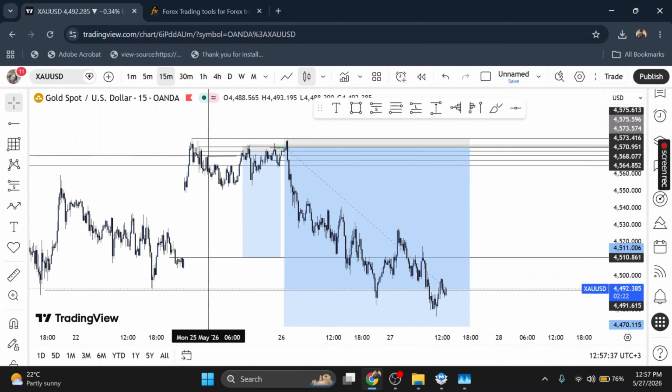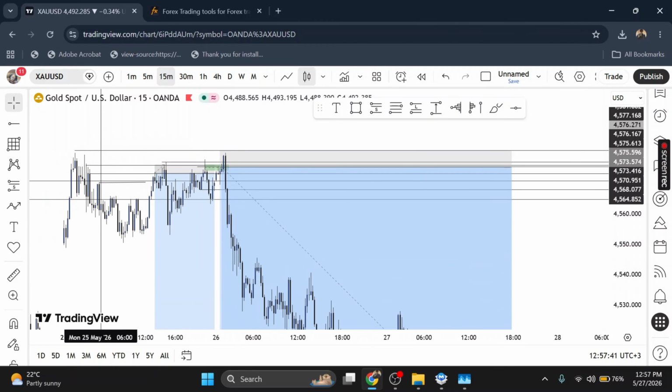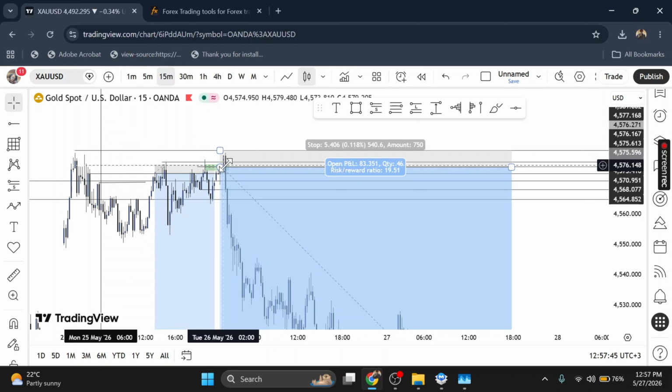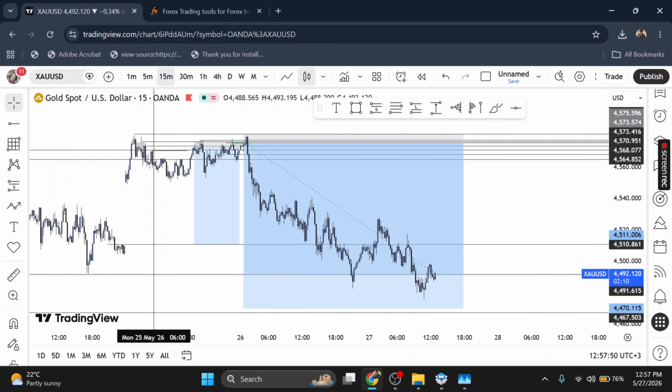Yeah, and that's how it was. You see, it was so near touching my stop loss again. Right here, I entered. The first one was this, and the second one was this, a re-entry, and it was perfect. Look at it. It was beautiful. It's still running.